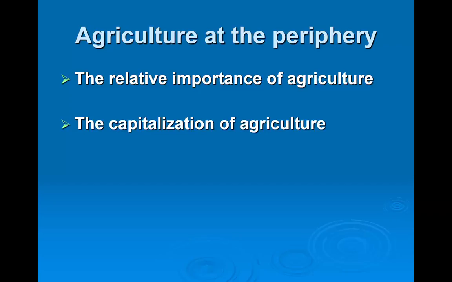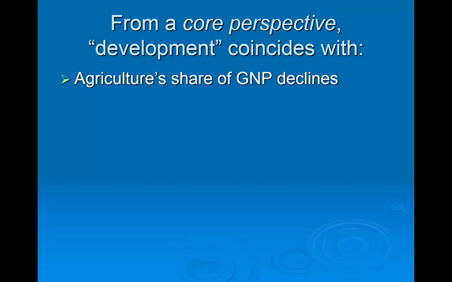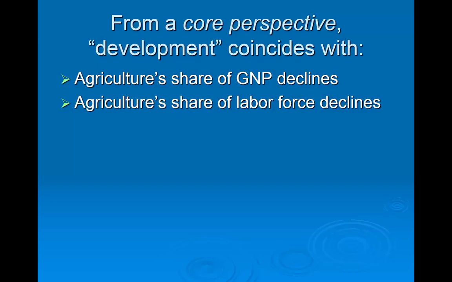Now, many of the economic development models are based on what's happened in Europe and North America, and so we get a core perspective. Core perspectives on what development means, on what economic transformation means, really reduces the importance of agriculture. Now, what we've seen in the core is agriculture's share of the gross national product declines. Its share of the national labor force declines. And technology allows for outputs to increase despite the decline in labor and economic importance.